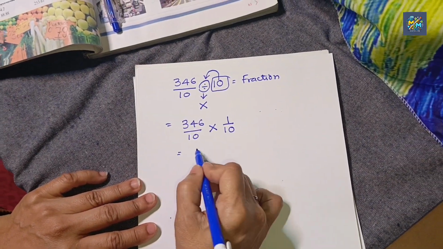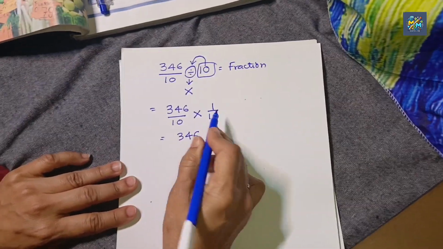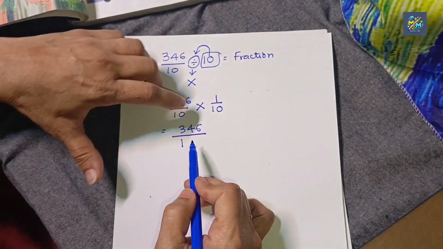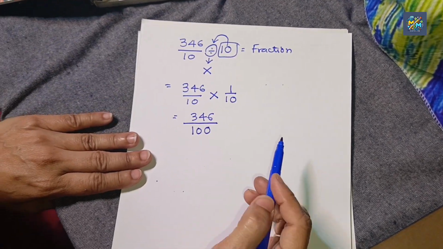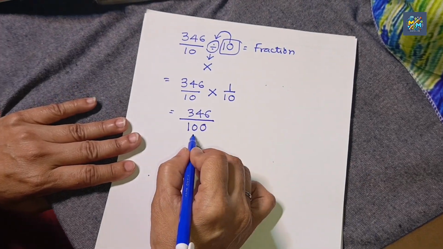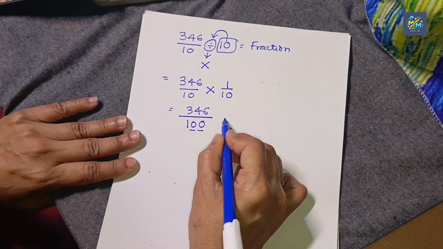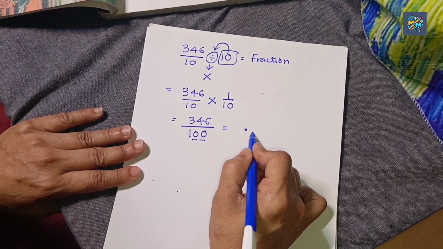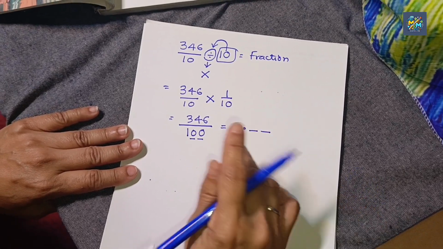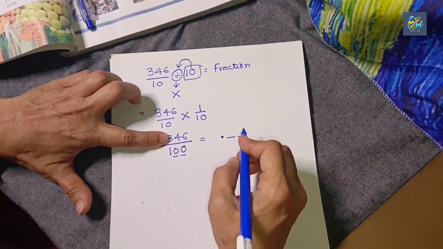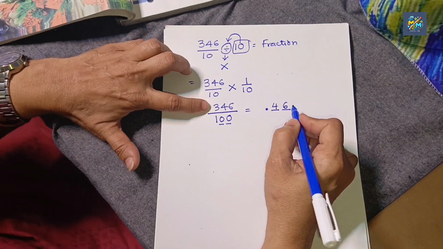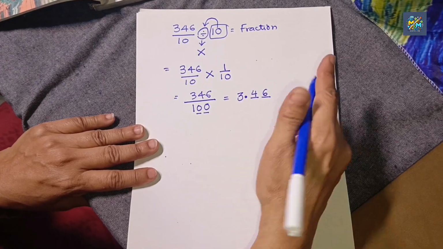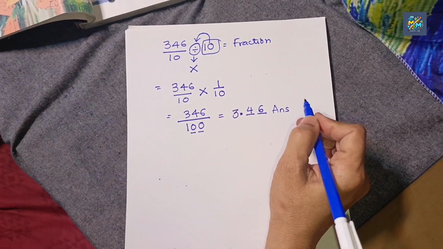So now 346 multiplied by 1 will be 346 upon 1. 10 times 10 will be 100. Okay, I hope this is clear to you. Now again, how many zeros are here? There are two zeros. That means after the decimal there have to be two numbers. And what are the two numbers we already have? A 4 and a 6. And then what is left? It is a 3. So this is 3.46. So this is my answer.